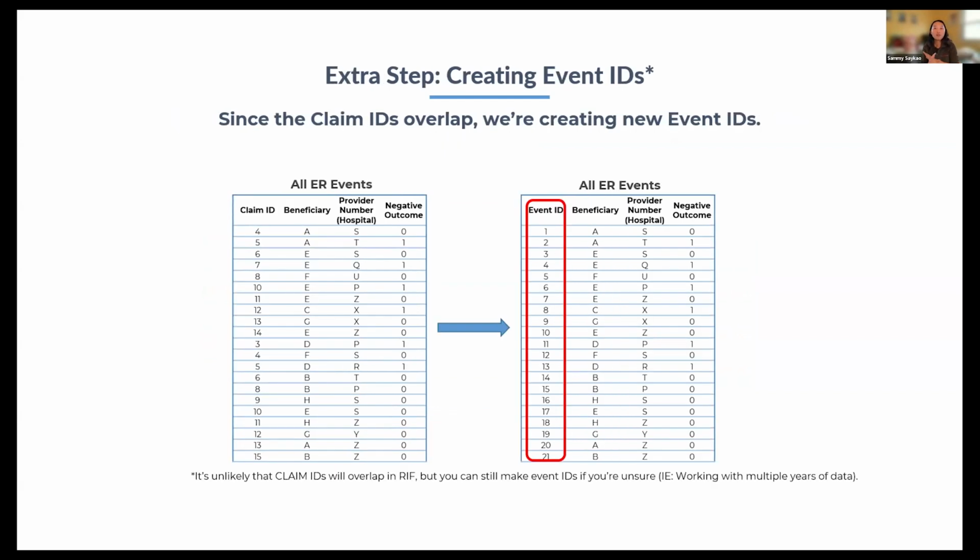This is an extra step. If you're working with RIF data, this is unlikely something that you'll have to worry about. I'm just doing this because I don't like the numbers overlapping. So if you are really unsure and you want to make sure that things don't overlap, you could make your own event IDs. You just have to make sure that you have some type of indicator in case you ever want to link back to the original claim.